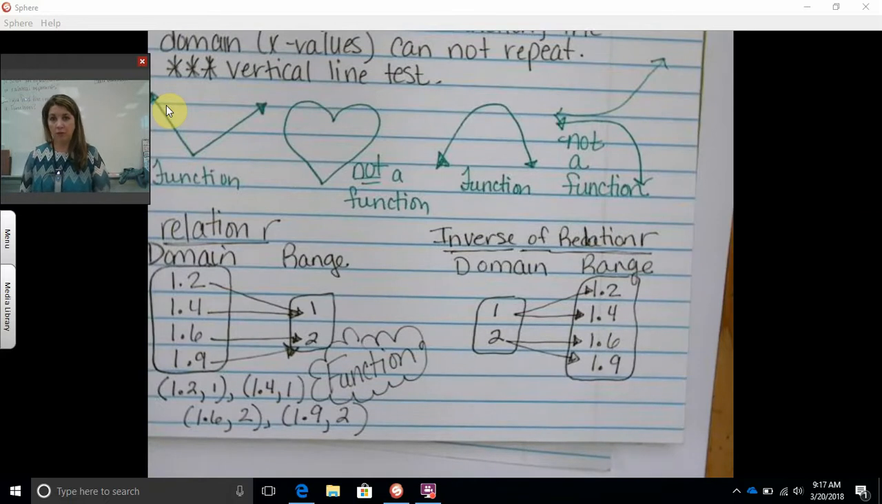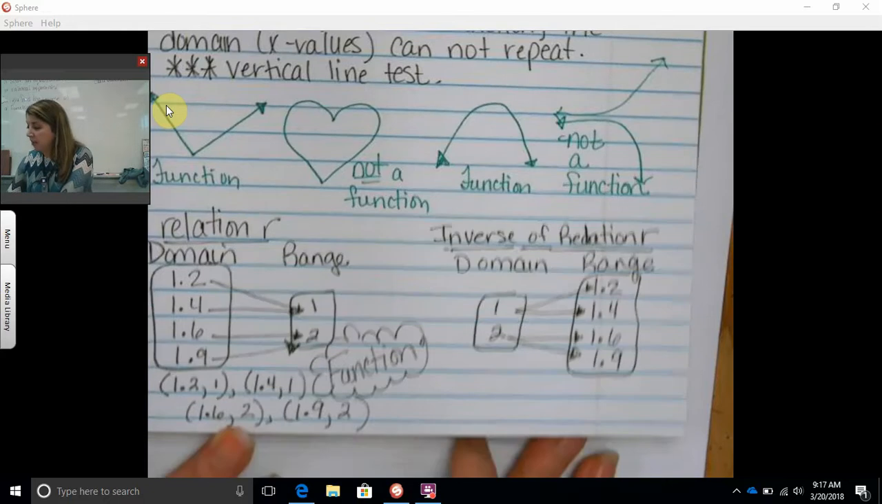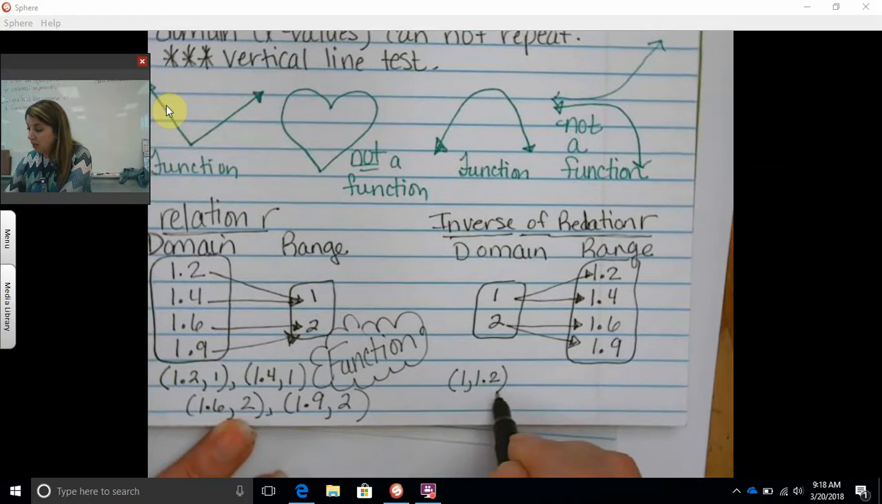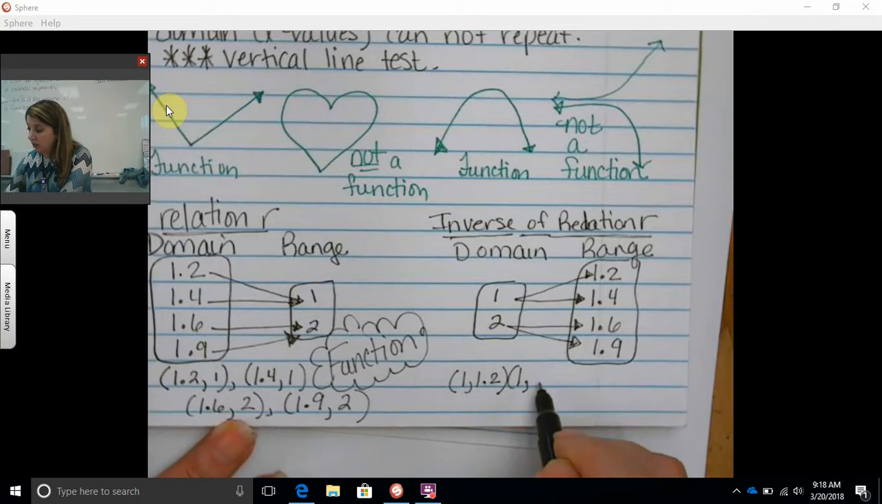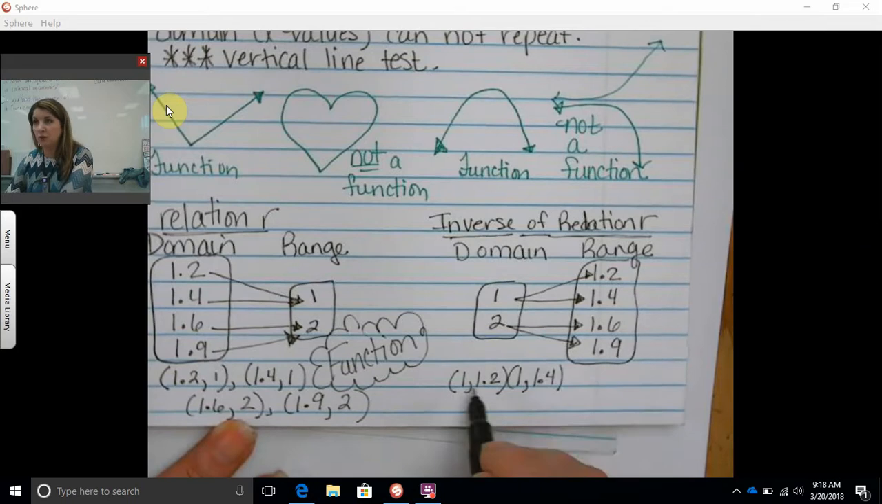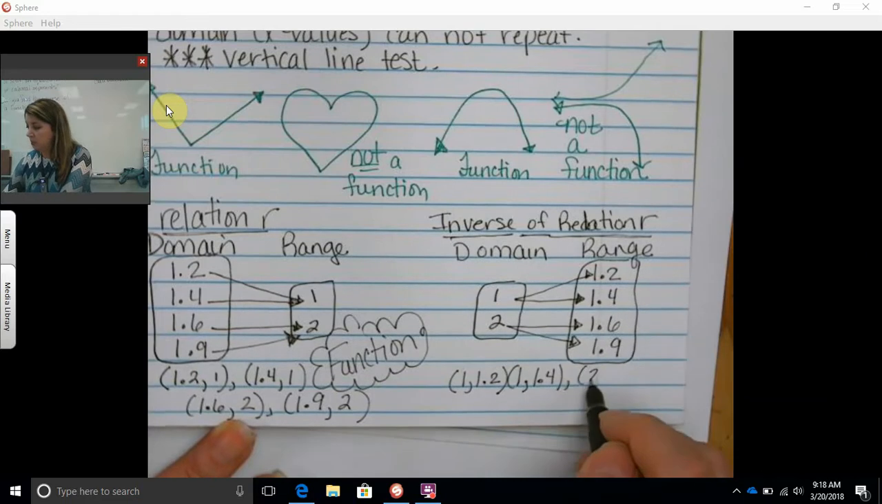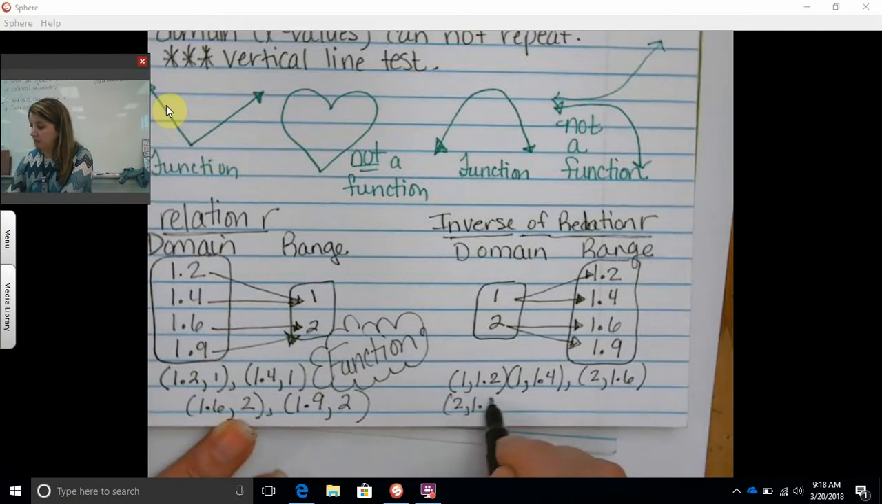You think that's a function? Nope, it's not. Let me write out the ordered pairs. You have 1 comma 1.2, 1 comma 1.4. Right there, we have two repeating domains, right? So automatically not a function. We have 2 comma 1.6 and 2 comma 1.9. Not a function.